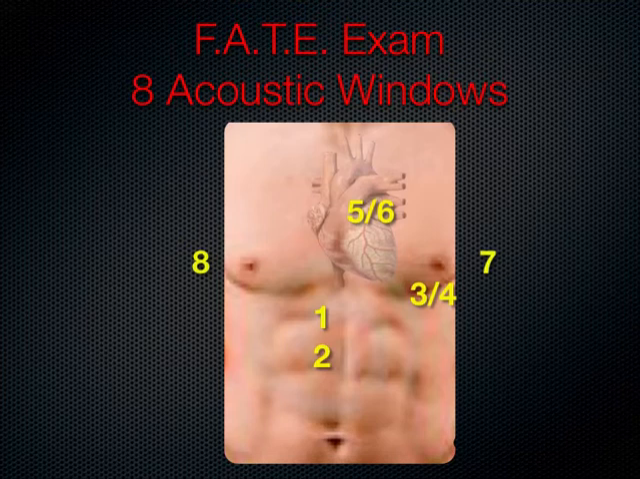And then finally, views 7 and 8, we're looking at the pleura for any evidence of fluid up in the chest. The lack of the mirror image artifact confirms the fluid in the chest.